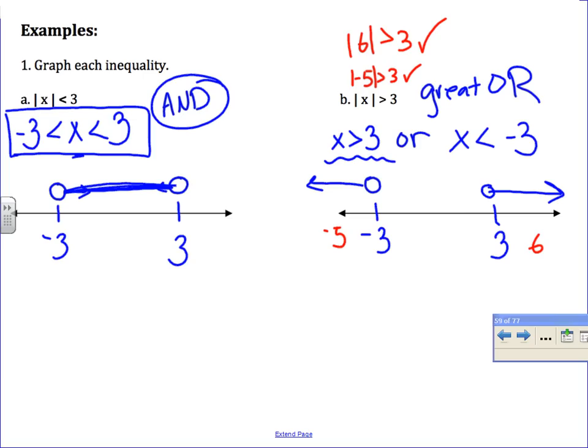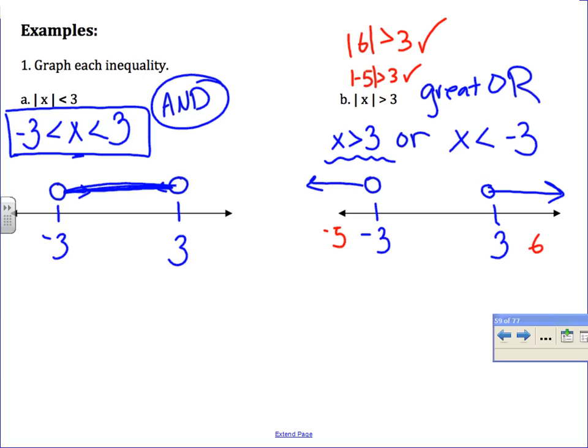So again, greater than is an "or" compound inequality. The arrows will be going in opposite directions. If it's less than, it's always an "and" compound inequality. The dumbbell's always going to be in the middle. It's going to be any number in between that is a solution to the inequality. So those are the basic examples.